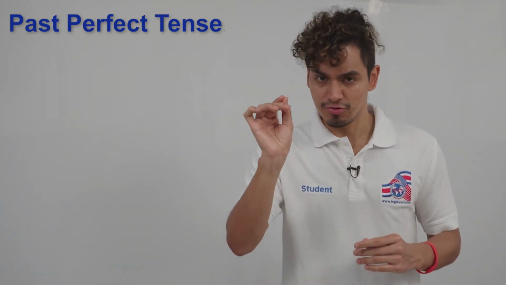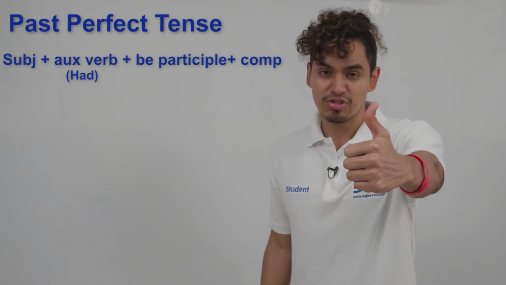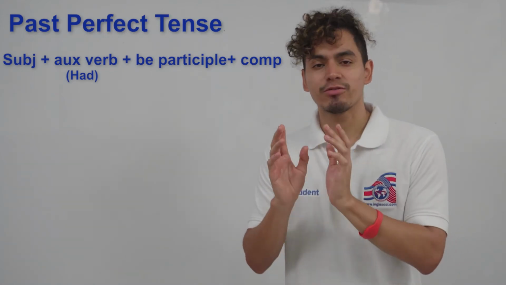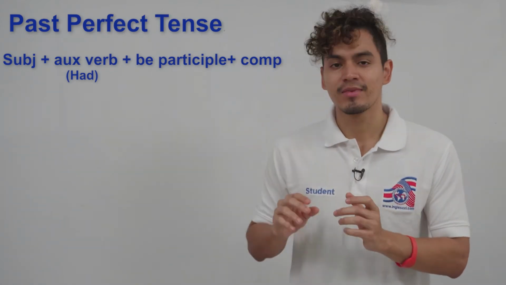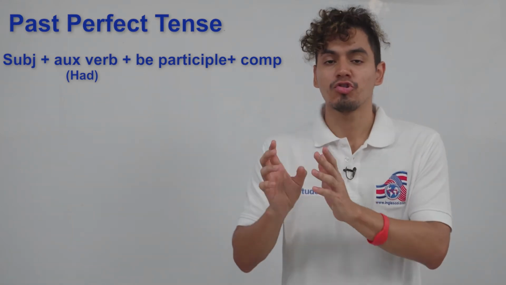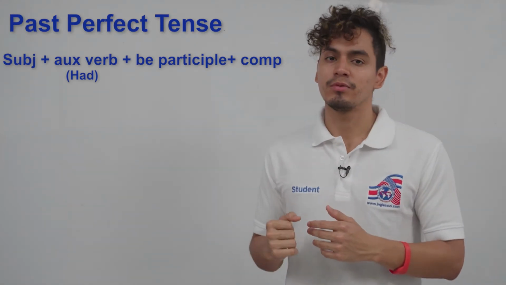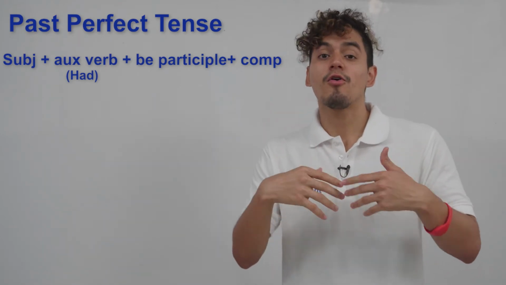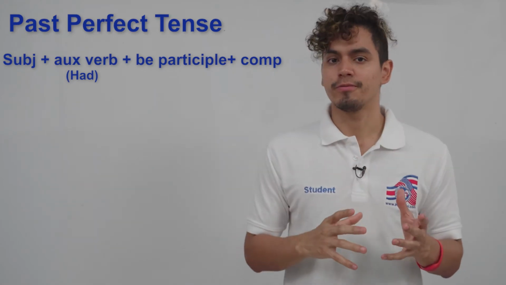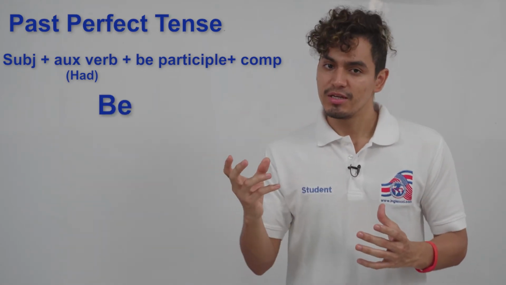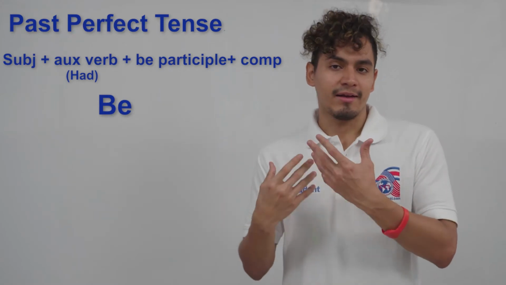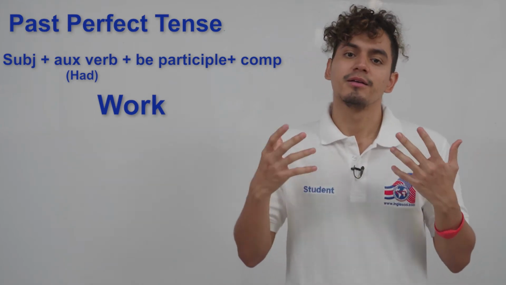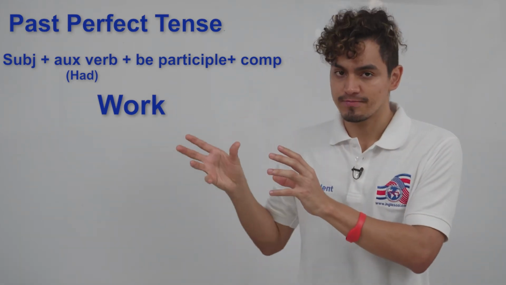This is how you have to use it. You use a subject pronoun, could be I, he, she, it, right? And then you use the auxiliary verb, had, and the verb in the third form, past participle. Remember, there are verbs that are regular and there are other verbs that are irregular. For example, be is an irregular verb.